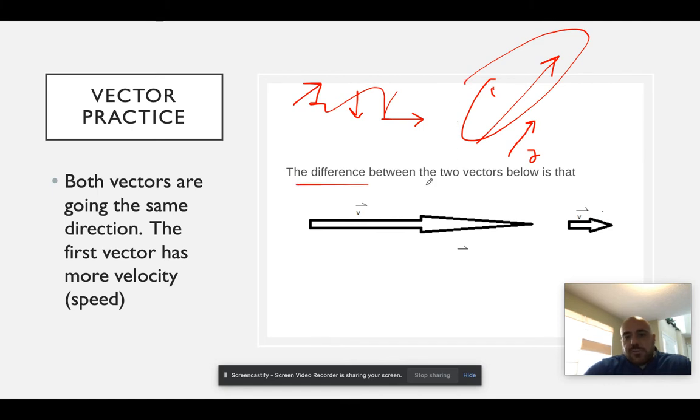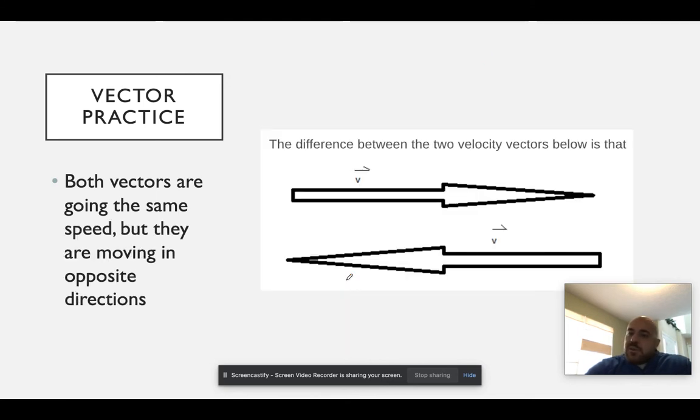So the picture says, what's the difference between these two vectors? Well, they're going the same direction because the arrows point the same way, but this vector is going faster or has more force. And since we're talking about speed in this case, we can say it has more speed or velocity.